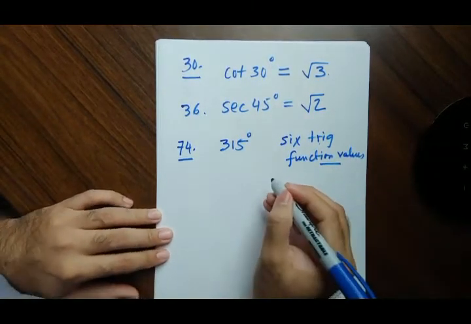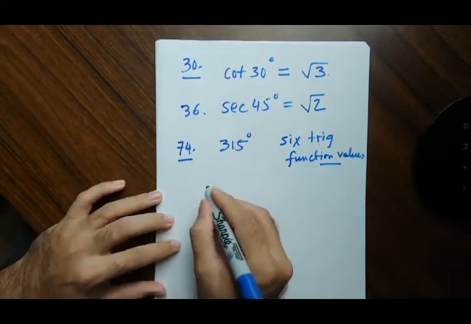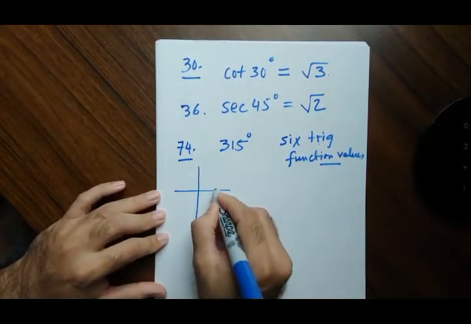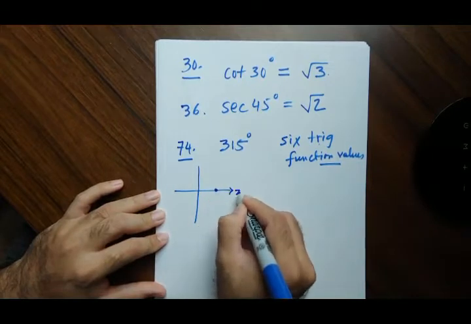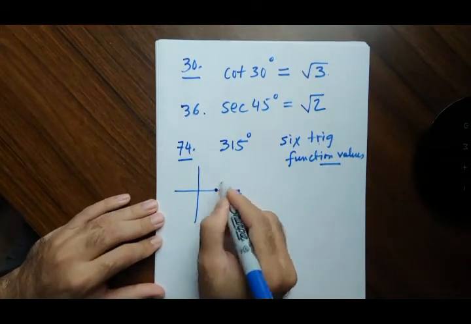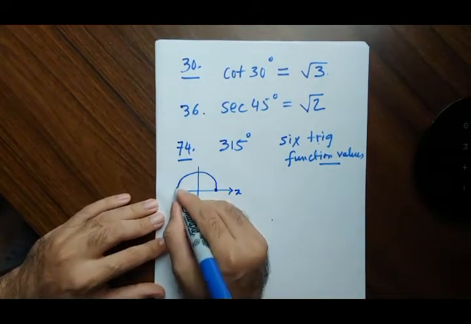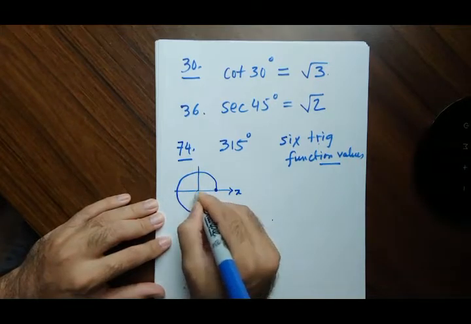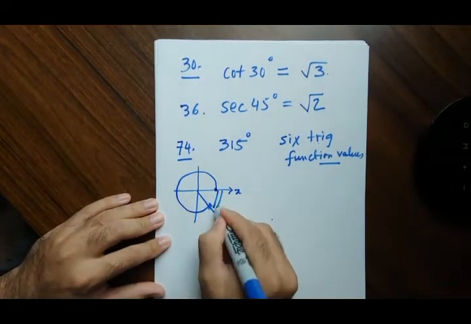All the 6 trig function values I want to find out of 315. Okay, so 315 means we always start from this x, this point right here, and it's a positive angle, so we'll go anti-clockwise direction up to 315. So this is the theta.